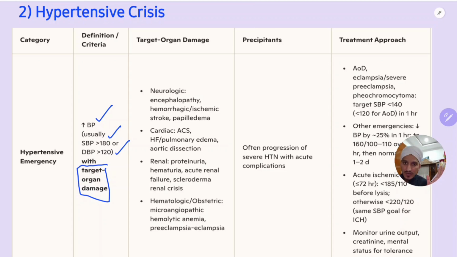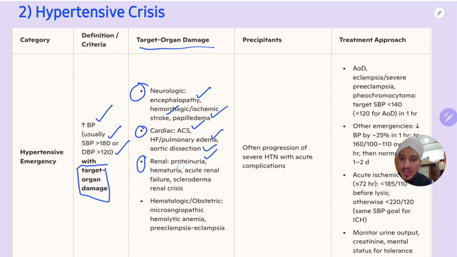So headache along with excessive vomiting. Already it is given here, I'm not going on explaining. So what are the symptoms of target organ damage? Neurologic symptoms, encephalopathy symptoms, headache and vomiting will be there, or it can be stroke, hemorrhagic or ischemic. Papilloedema you will see in fundoscopy. Cardiac, you can have acute coronary syndrome or heart failure symptoms or aortic dissection.